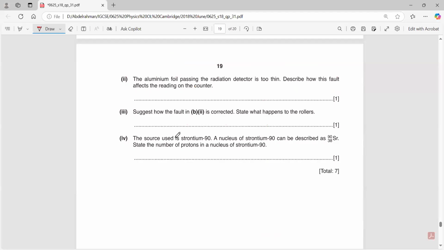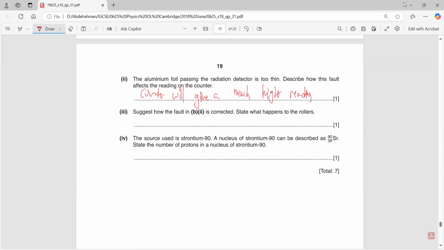The aluminum foil passing through the radiation is too thin. Describe how this fault affects the reading on the counter. If the aluminum foil is a bit too thin, then more beta will be able to pass through. So the counter would give a much higher reading. That's the same thing with the gamma.